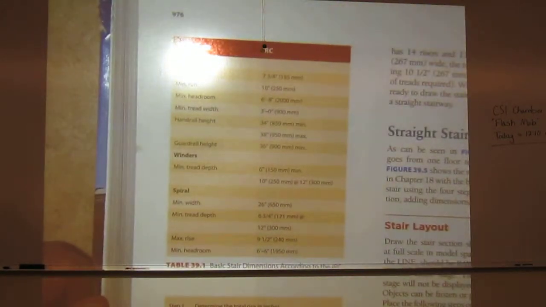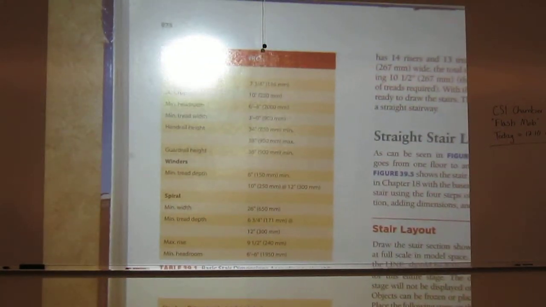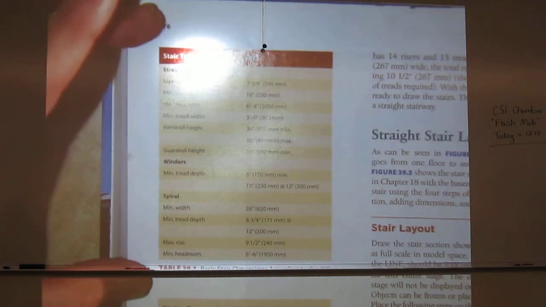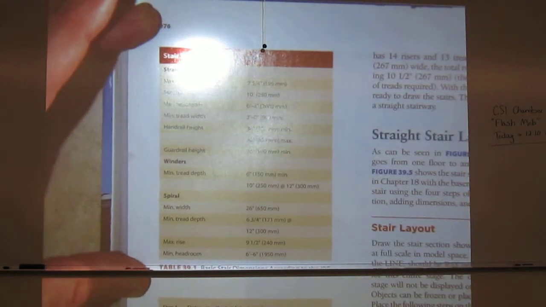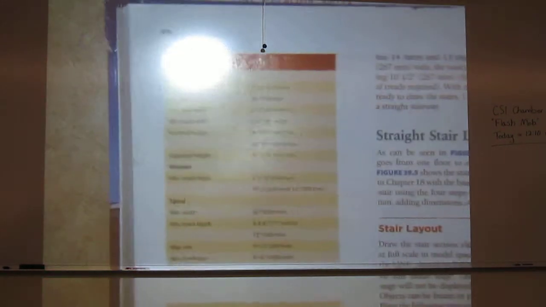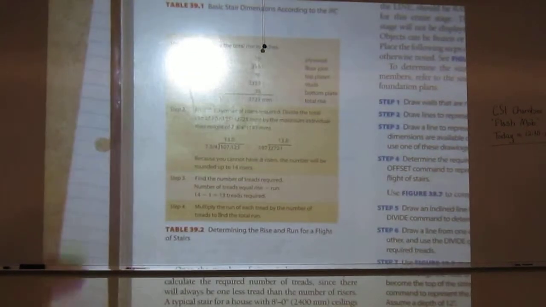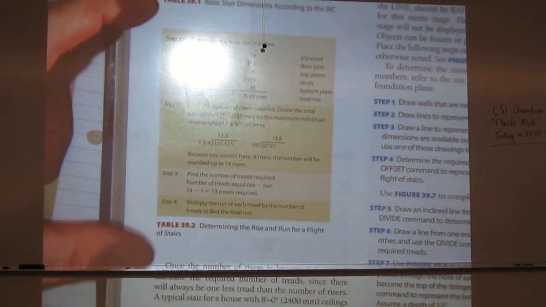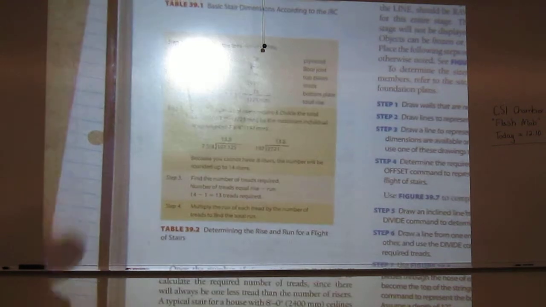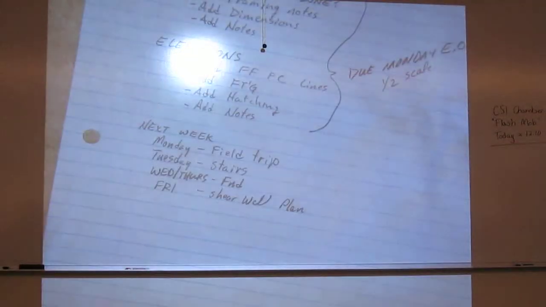In essence, what I'm looking at is this. In essence, this first table, 39.1, is all the pertinent codes. Not all of them, but pretty close to them. And then the second table right below it is the math that we use to figure out stairs. So let's get this thing finally nailed down.